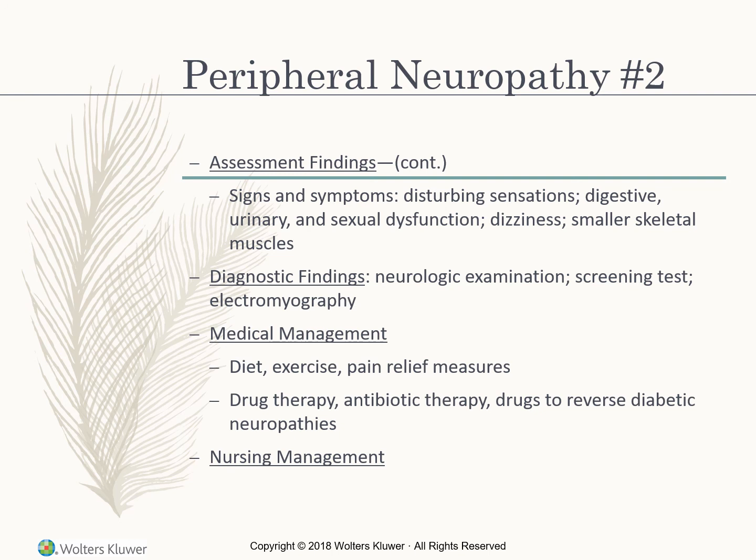For medical management, we are going to try and control their blood glucose levels with diet, exercise, and medication. There are some medications that can reduce pain, such as non-narcotic analgesics, such as tricyclic antidepressants like imipramine, and anticonvulsants such as pregabalin or Lyrica, gabapentin or Neurontin, carbamazepine or Tegretol, and this provides pain relief for them.